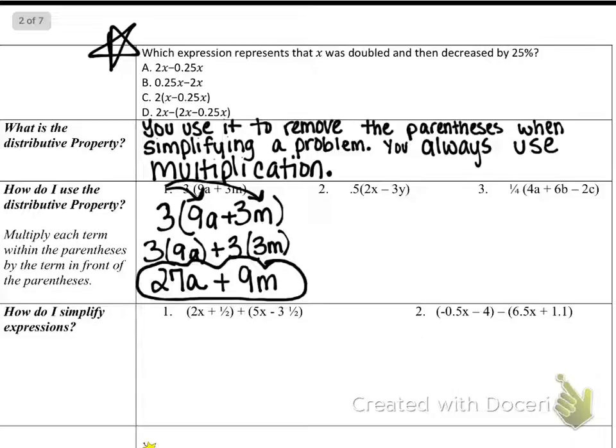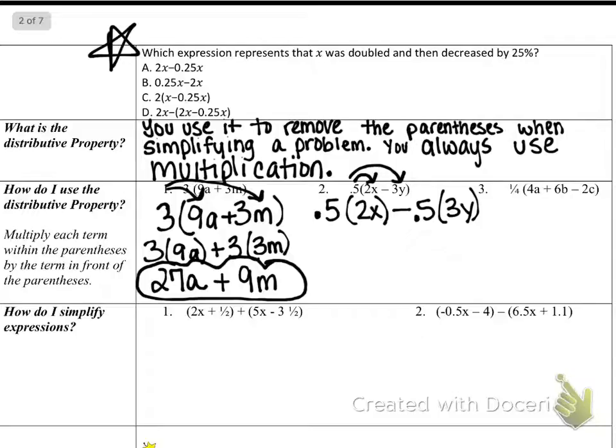All right, number 2. In this problem, we are distributing the half. So half times 2x, and then half times 3y. Once again, we're going to show our work, so I'm going to say 0.5 times 2x. Bring down your subtraction sign. 0.5 times 3y.